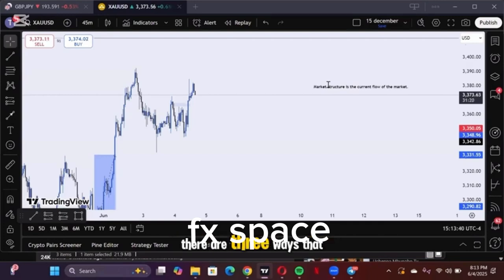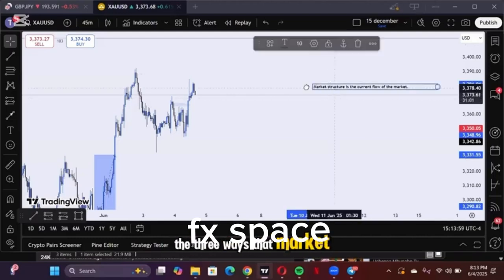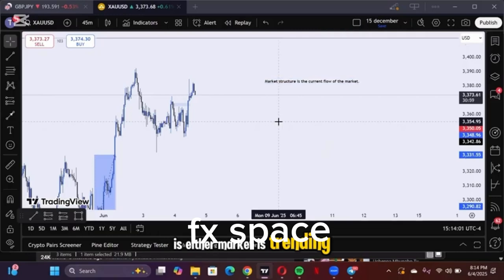Now, there are three ways that market makes its movement under two categories. First of all, we have the trending market, and secondly, we have the ranging market. So the three ways that market makes its movement are the uptrend, the downtrend, and the ranging market. Either market is trending to the upside or market is trending to the downside.